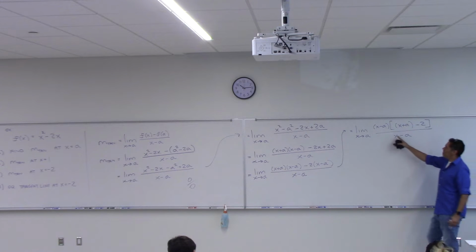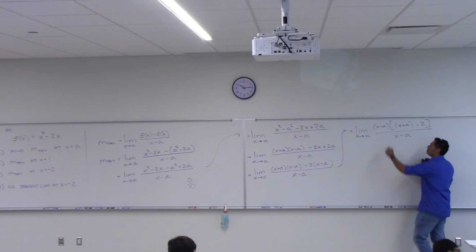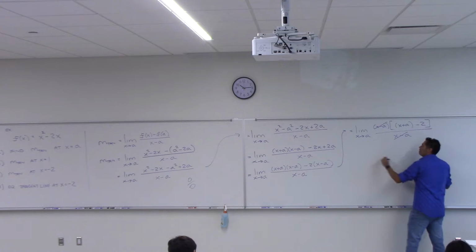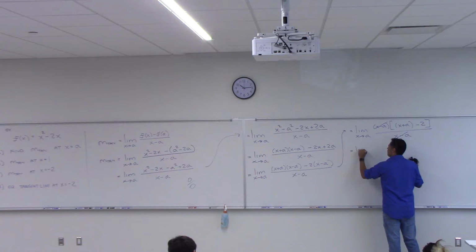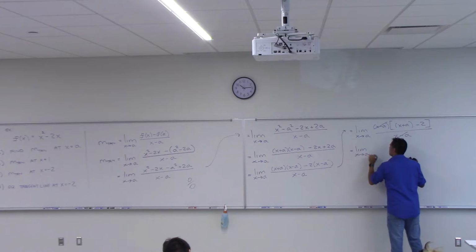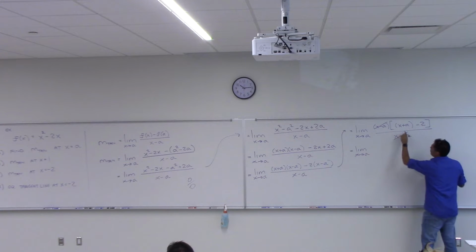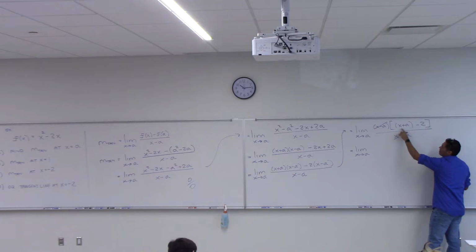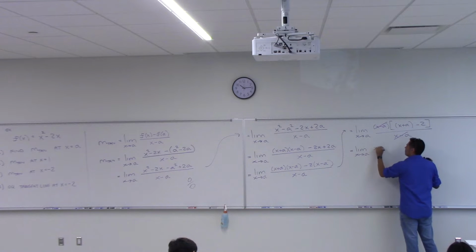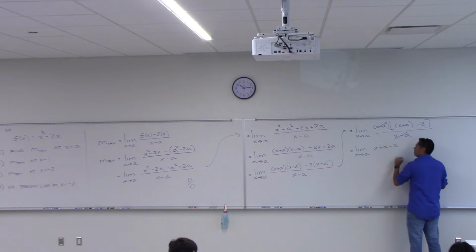Can these x minus a's cancel? Yes. So we're left with limit x approaches a. Okay, here, do I really need these parentheses around x plus a? No. X plus a minus 2, right? That's what I have. So this is x plus a minus 2. That's all that's left here.